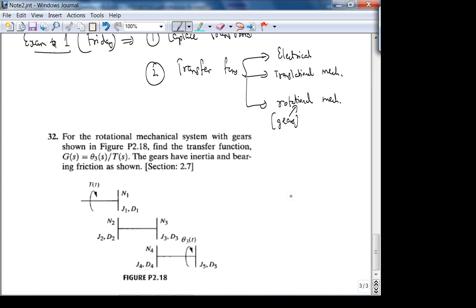Okay. So for the rotational, here's an example. For the rotational mechanical system with gears shown, find the transfer function. So G of S equals theta 3 over T, okay?